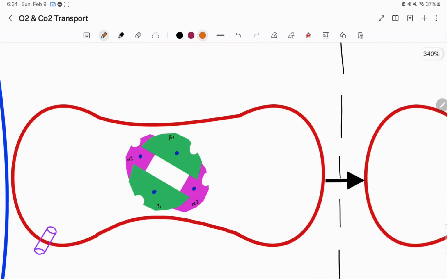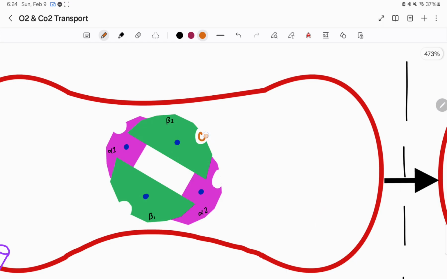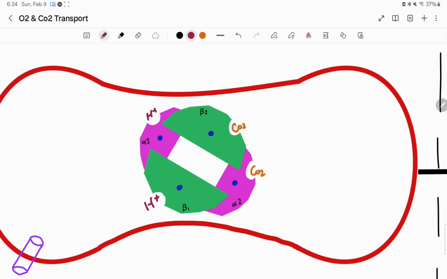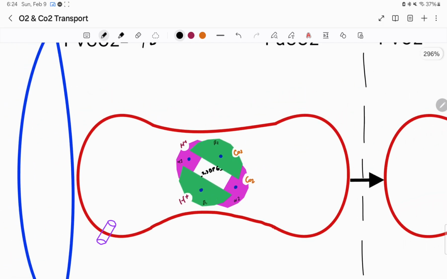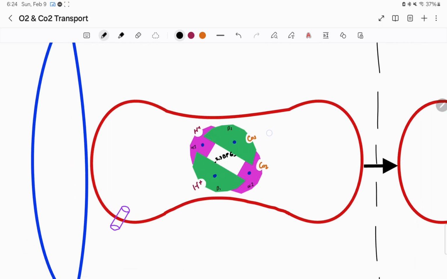So here's our hemoglobin molecule. You guys remember that it had the CO2 bound to it. It had some protons bound to it as well. And it also had this special molecule that we said was 2,3 BPG. But it had no oxygens bound to it because we let go of our oxygen at the tissues. We unloaded it.